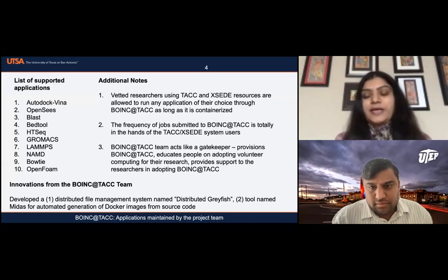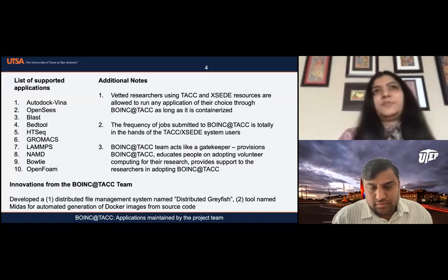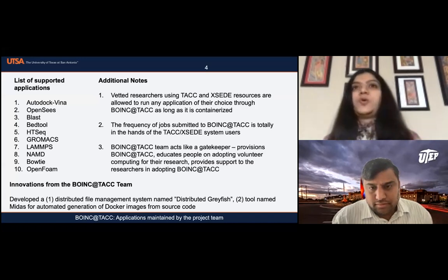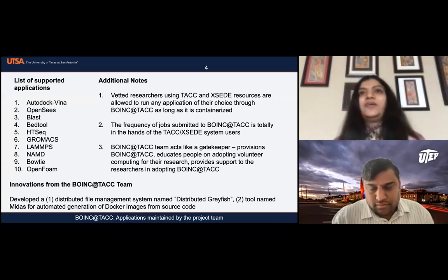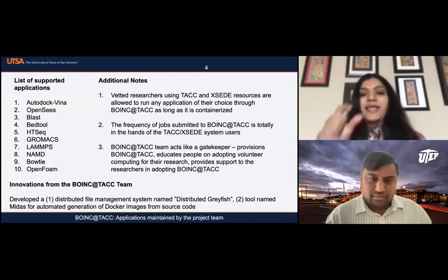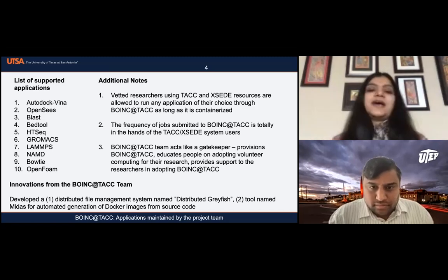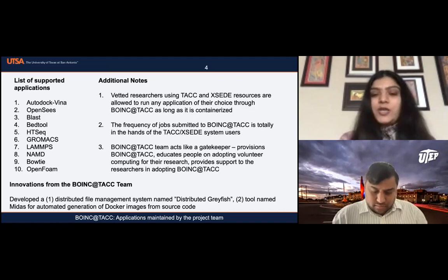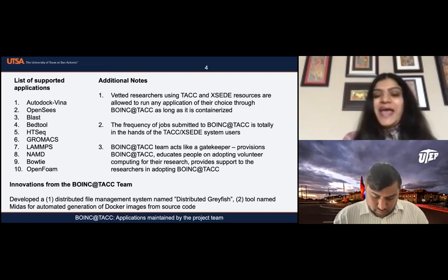Anybody can use it for provisioning distributed cloud management, a distributed file management system on the VMs on-prem or in the cloud. And the other tool that we innovated is Midas, which is for automated generation of Docker images from source code. You can bring in your code written in Python, Bash, R, C, C++, Fortran, Java, and provide the recipe for compiling the code. And the Midas system will automatically generate the Docker images so that they can run with Docker, that can run with BOINC attack. You'll hear more about these tools and other challenges we ran into while operating BOINC attack on April 28th. And the next slide, please.